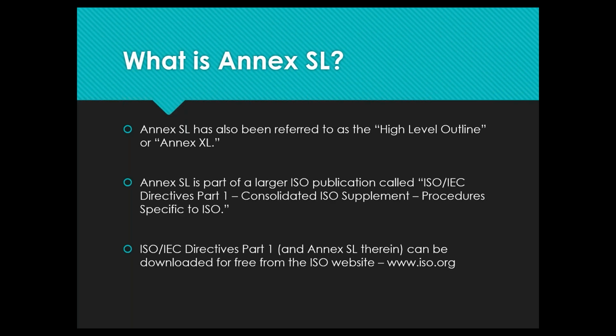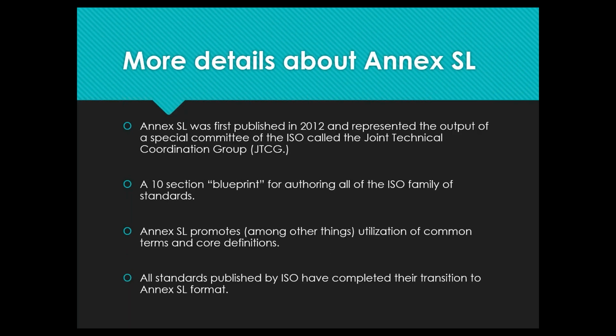Now, Annex SL, incidentally, is public domain. You can look at it for free right on the ISO website. So if you Google Directives Part 1 Annex SL, you can read the text for yourself. You can actually download a copy of it if you're so inclined. Now, as I said, Annex SL was first published back in 2012. It has actually since been revised a bit. It is a 10-section blueprint for writing the ISO family of standards.